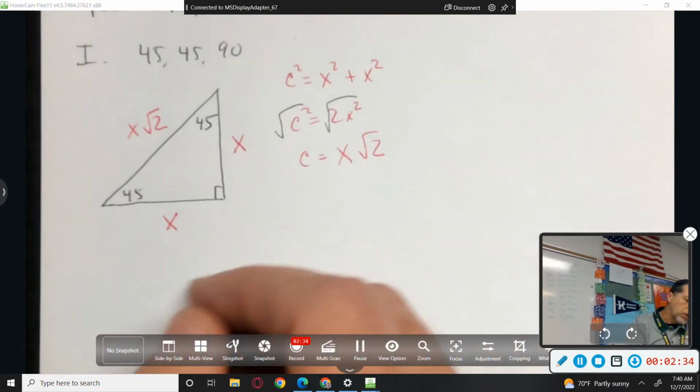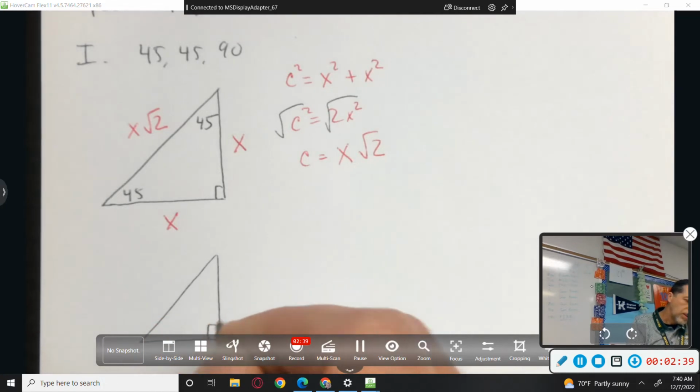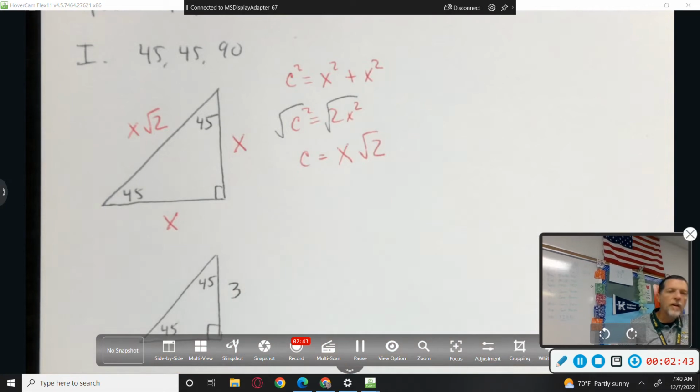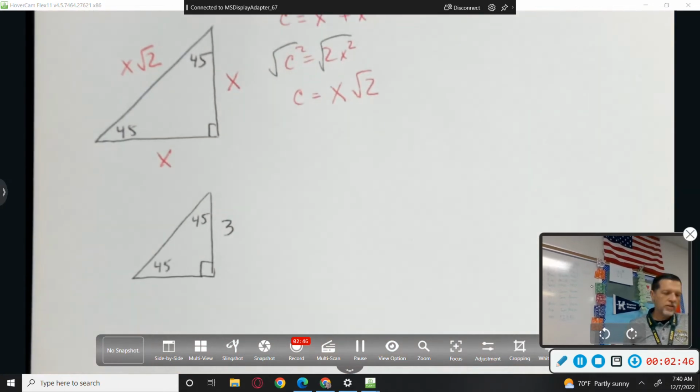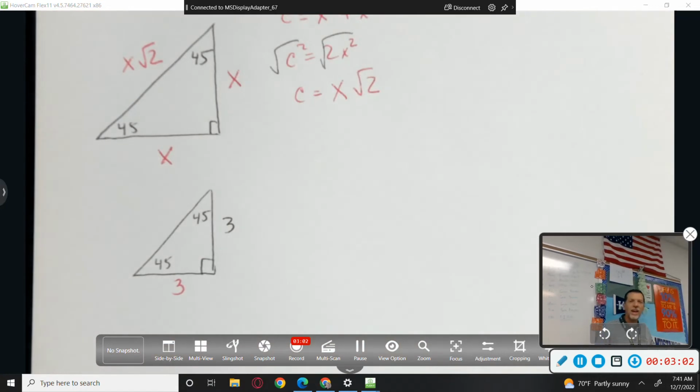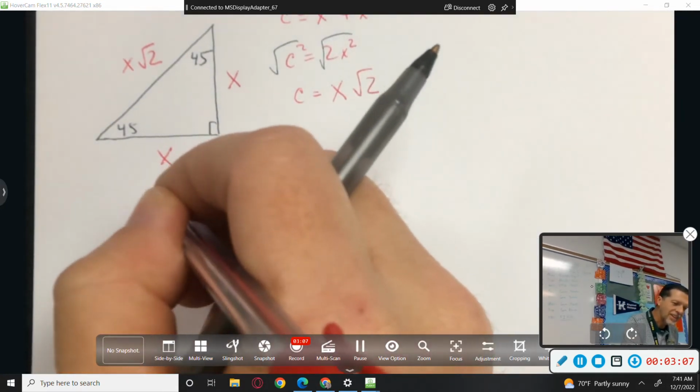So let's do an example, maybe an easy example. Let's find the missing sides if one of the legs is 3. I mean, this is a pretty easy one. What's the missing leg? What's the other leg? 3. And what's the hypotenuse? 3 square root of 2. Like, that's the easy one.